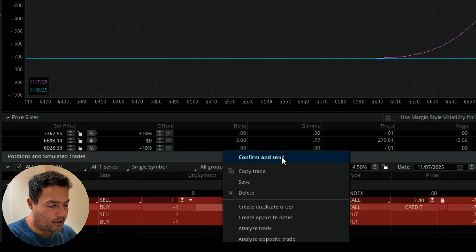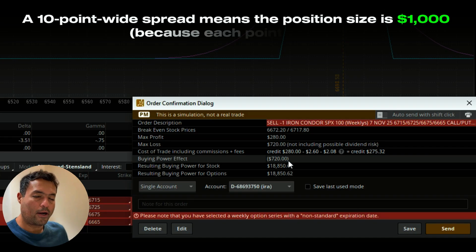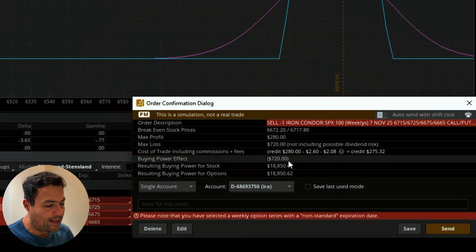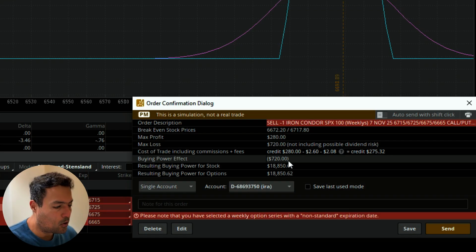Okay, so right click and confirm and send. I'm putting down 720. It's always a $1,000 trade if you are 10 points wide. If you were 10 points wide on the strikes, it's a $1,000 trade minus the premium you collect. That's the amount of money you put down. So we are collecting how much? $280. 1,000 minus 280 is 720, and that's the amount of money the broker is actually asking us to put down to initiate this trade. And that's how it always works.